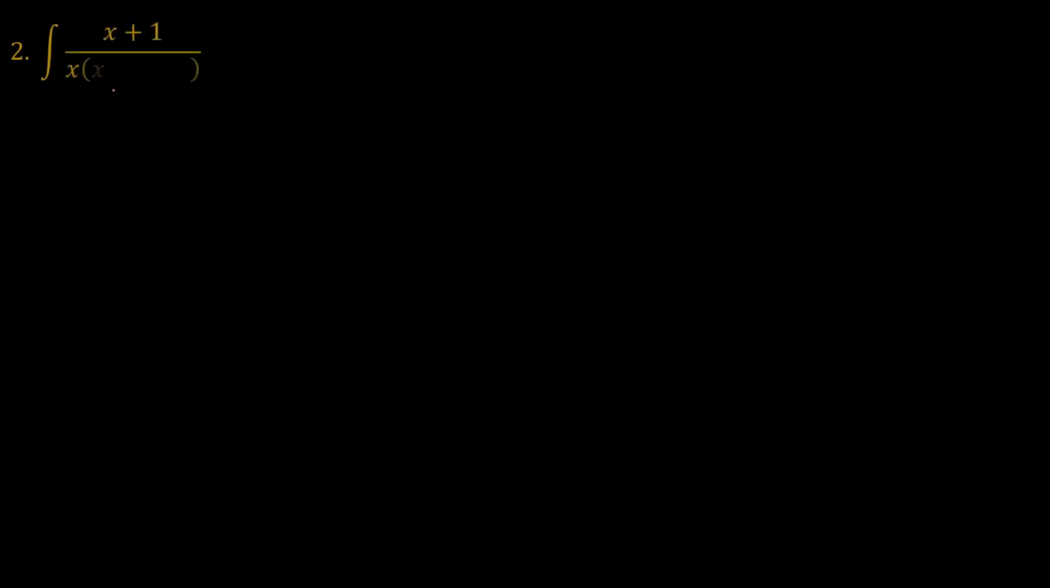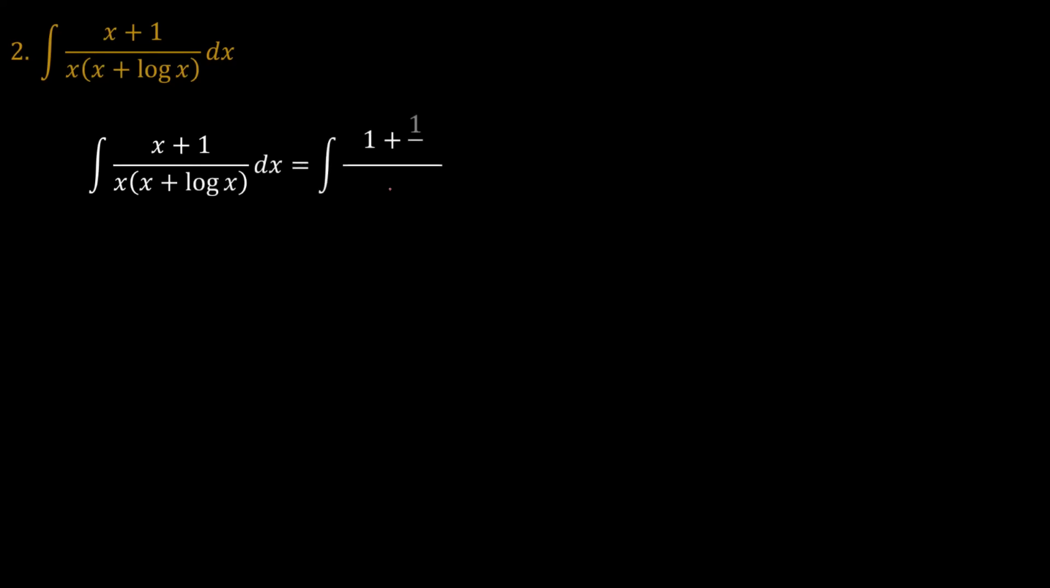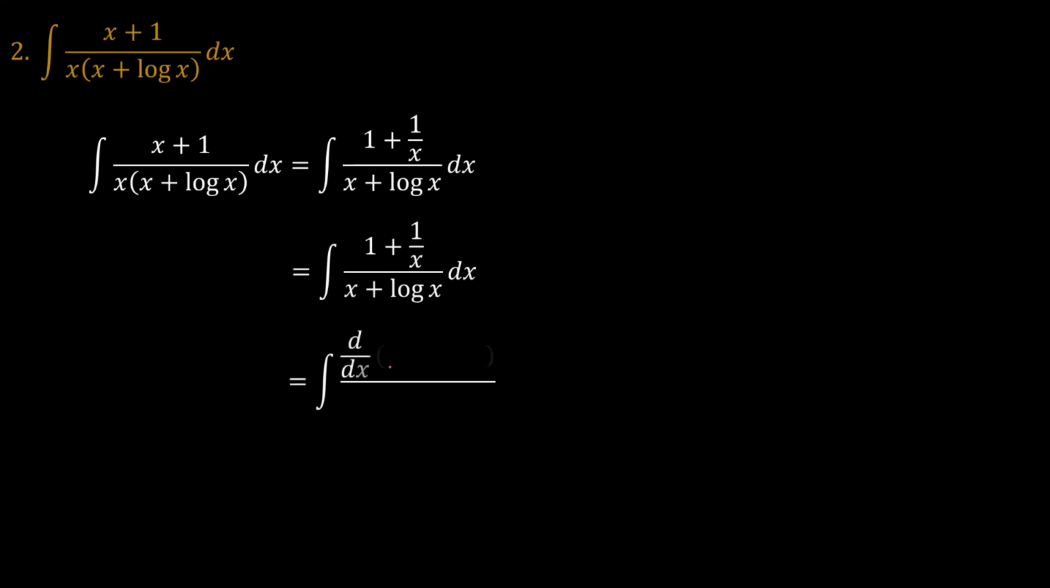Number 2, which is the integral of x plus 1, an indefinite integral, over x plus natural logarithm of x. We can divide the numerator by x and the denominator by x as well. So in the numerator, we're left with 1 plus 1 over x, and that numerator is the same as the derivative of the denominator. And as you know, with integration, when the numerator is the derivative of the denominator, the integral is the natural logarithm of x plus natural logarithm of x, plus c. So this is our answer.